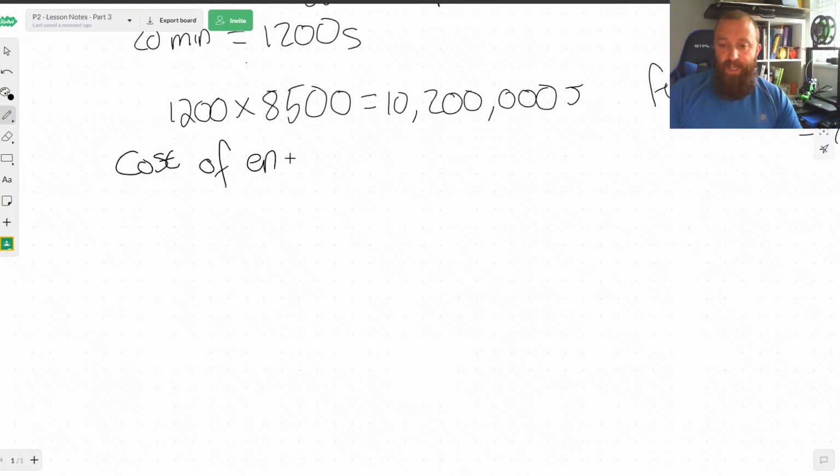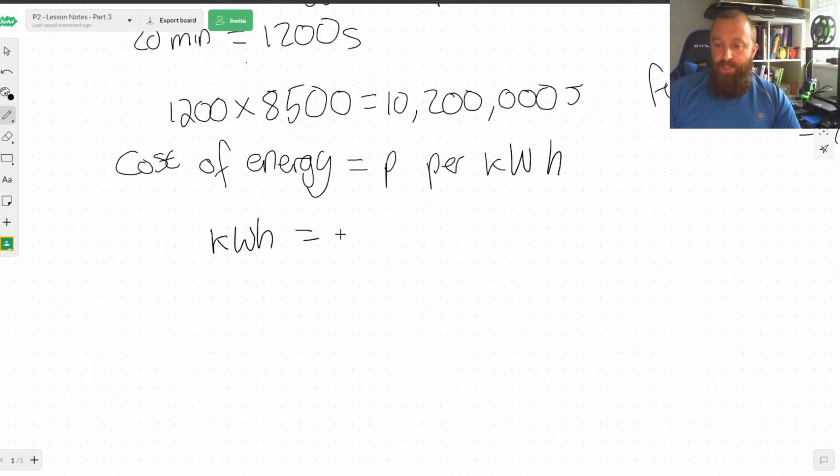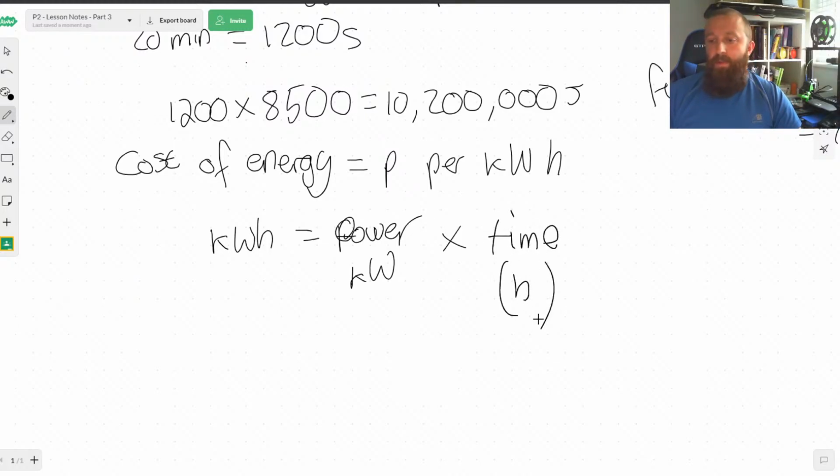So we can look at the cost of energy. I can't remember what ours is at the moment, I should have looked it up. The cost of energy will generally be pence per kilowatt hour. And you can work out how much it's going to cost. So kilowatt hours is equal to the power of the appliance you're using in kilowatts, multiplied by the number of hours that you've been on there.